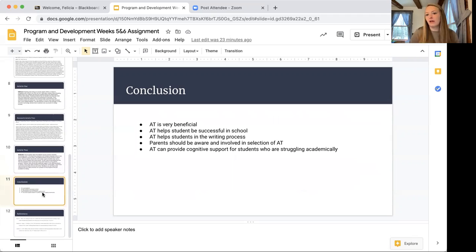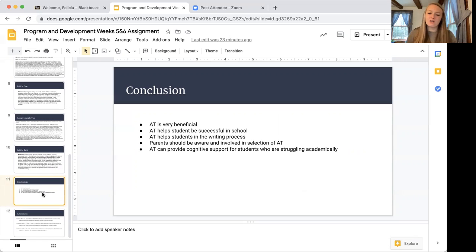So, my final thoughts about assistive technology in writing. Assistive technology in writing is very beneficial. Students are able to write more independently, and they're able to produce more work than they would be able to without it. It really helps students be successful. It definitely helps them in their writing process.